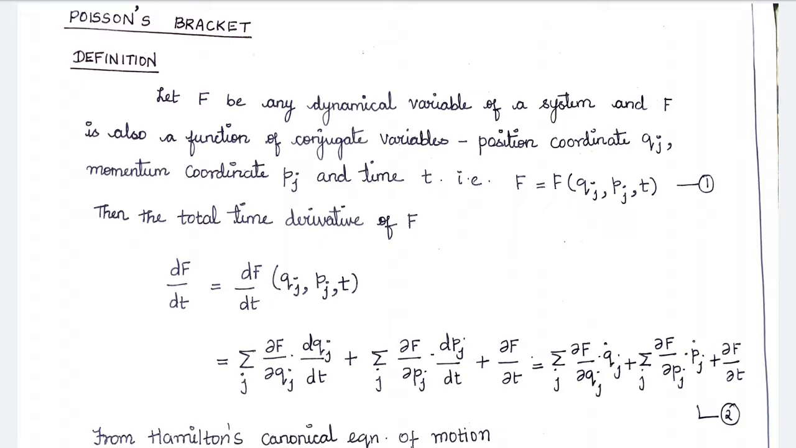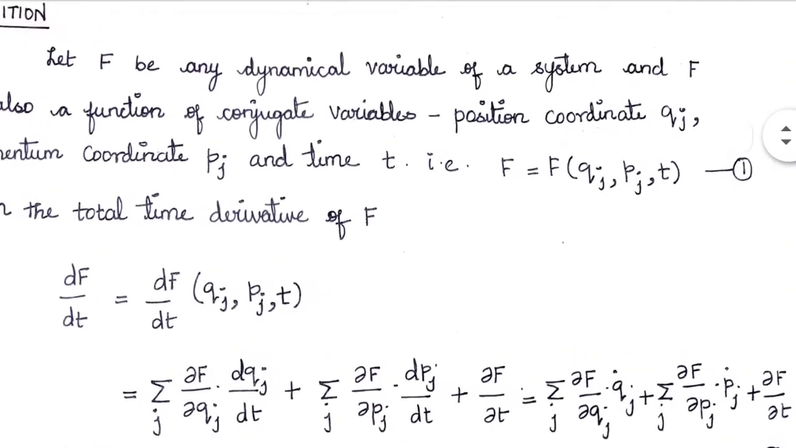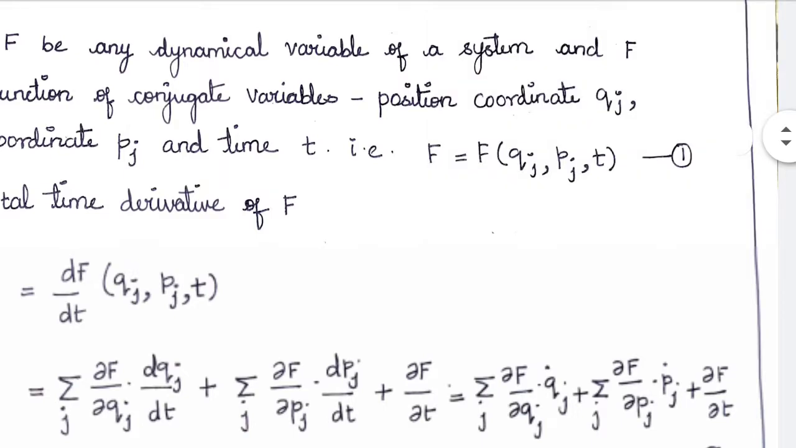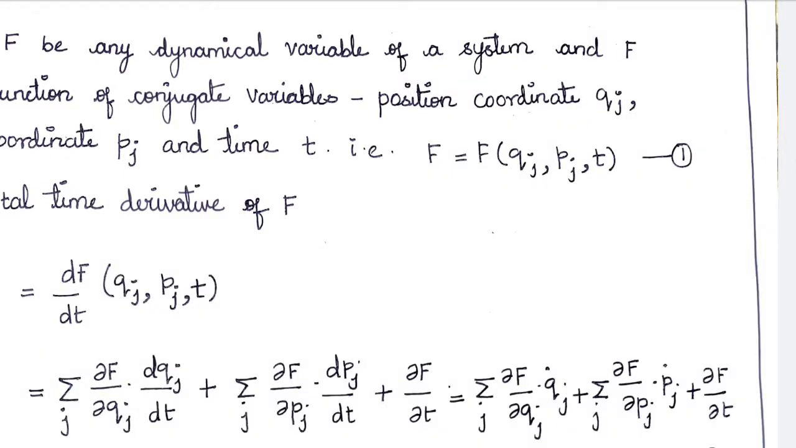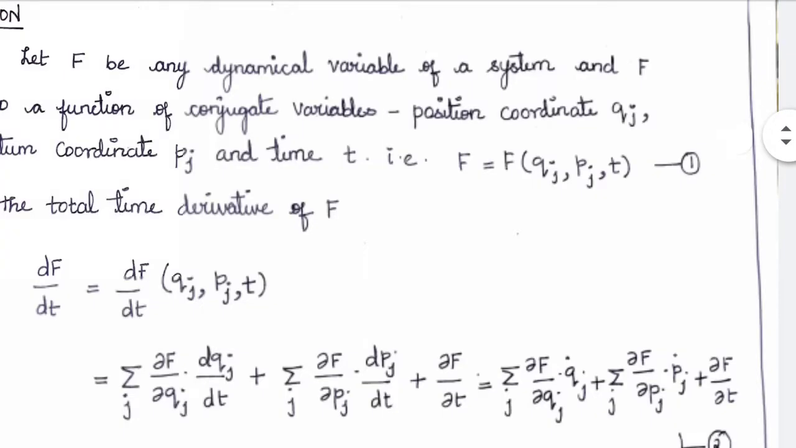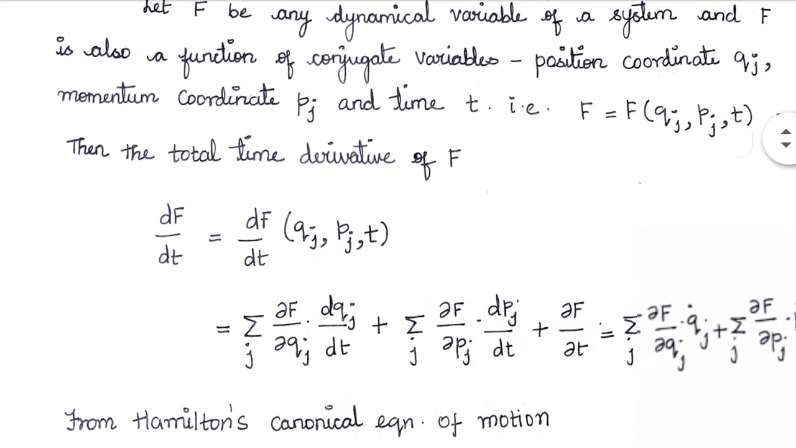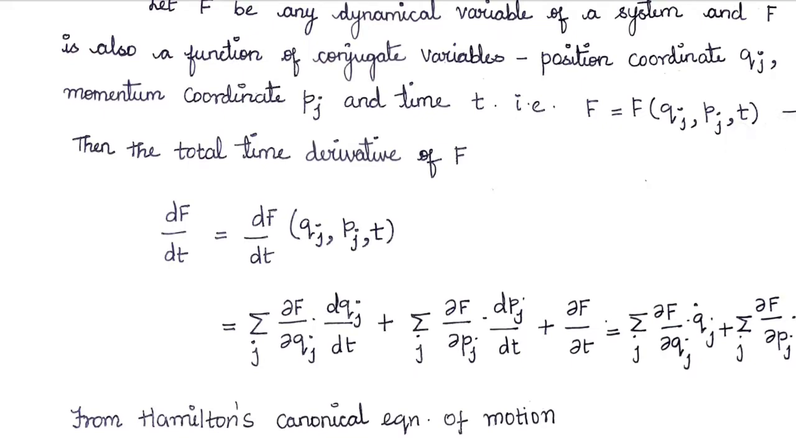And it is also a function of conjugate variables like position coordinate qj, momentum coordinate pj and time. So in equation form we can write f as a function of qj, pj and time. Let us take it as equation number 1. For this f, let us find the total time derivative of f. So total time derivative means df by dt.